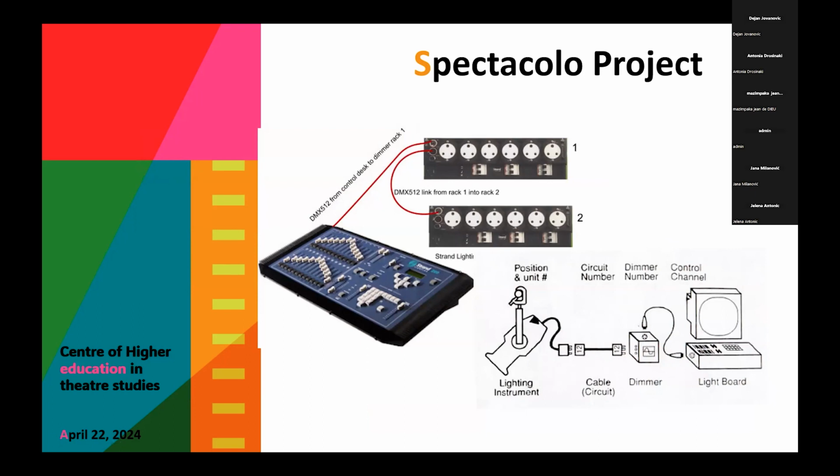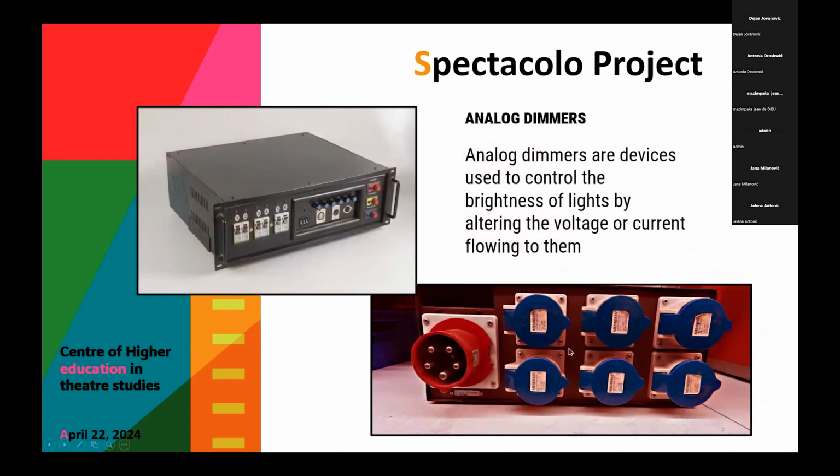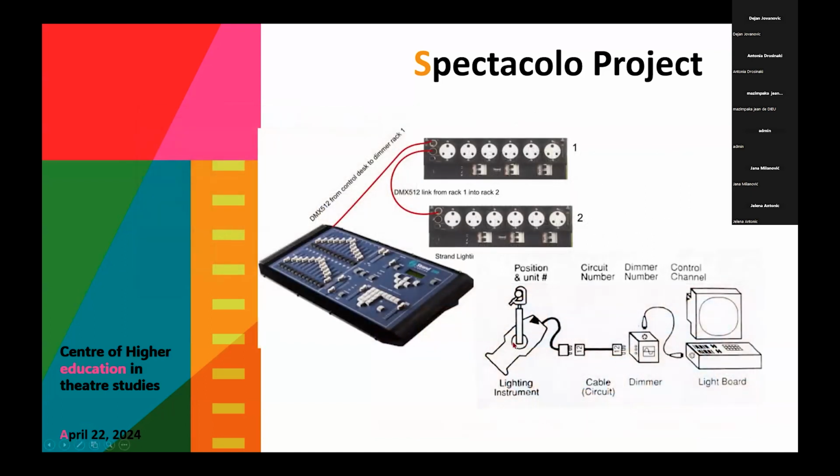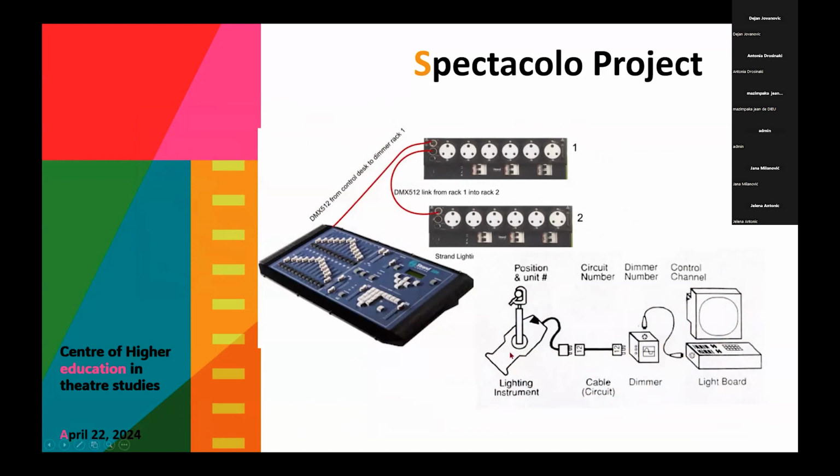Yes, so we'll see the class again. Okay. Now, here is the dimmer. From here, cables leave and go to the projectors. If here we have one projector, this thing can handle 6. 6 like this, okay?